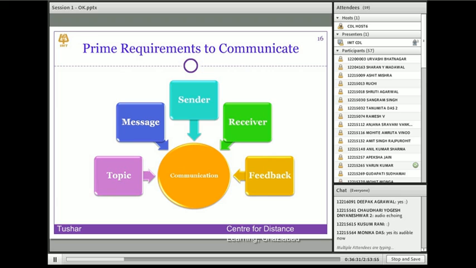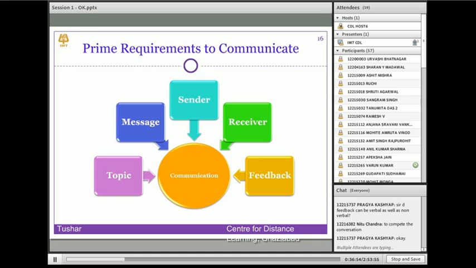Okay, now when it comes to feedback, why is feedback necessary? Feedback can be verbal, it can be non-verbal, anything. You can shoot the person, that's also feedback. Honestly speaking, that's also feedback. Anything that comes back regarding the message.